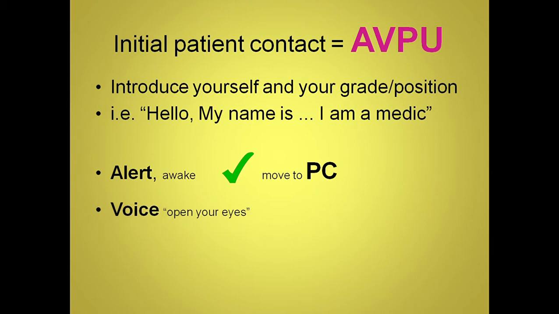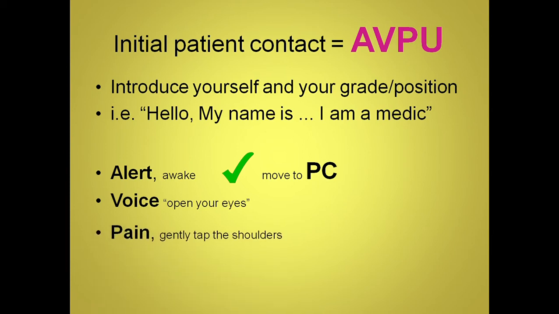So V is for voice. We're going to give them a voice command and we want to see whether they react to it. So something like, open your eyes. And whilst we're doing this, we will watch the patient's eyes to see if there's any fluttering of the eyelids, because if there's enough muscle tone to make the eyelids move, then potentially there's enough muscle tone to keep the tongue off the back of the throat to keep the airway open. So we'll be looking at that in the practical video.